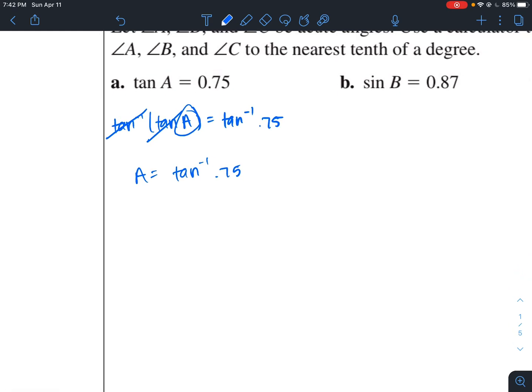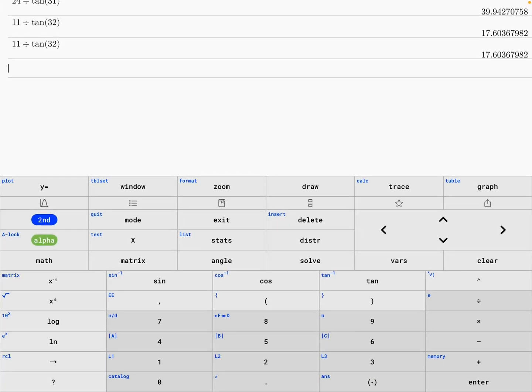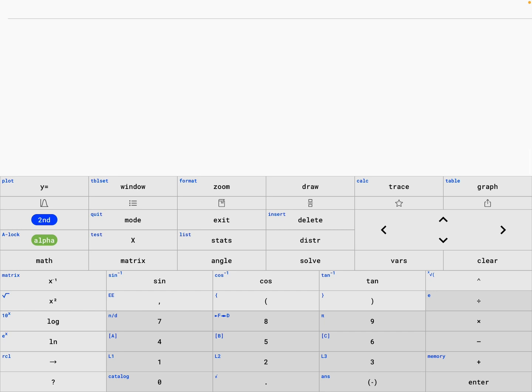And now I can use a calculator and punch in tangent inverse of 0.75. So here's my calculator here. Now you have your sine, cosine, and tangent buttons, and if you're using the right calculator, if you press second and then the tangent button, you can see in blue letters in the top left corner of that button is tangent inverse. So that's how you use your tangent inverse. And do 0.75, enter, and there you go. Now I found the measure of angle A.